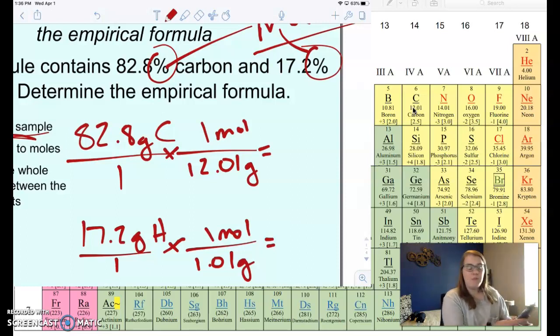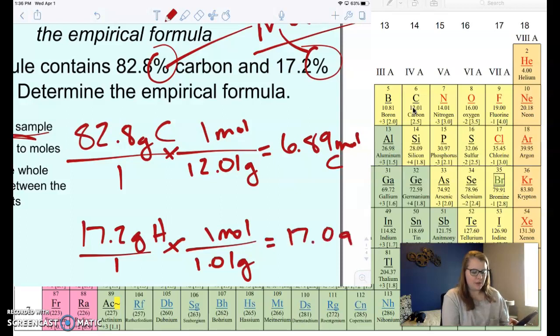So we can figure out the amount of moles given these values here. So 82.8 divided by 12.01, I'm getting 6.89 moles of carbon. I'm going to go ahead and do the same thing with the hydrogen, and I'm getting 17.0 moles of hydrogen, not grams, moles.